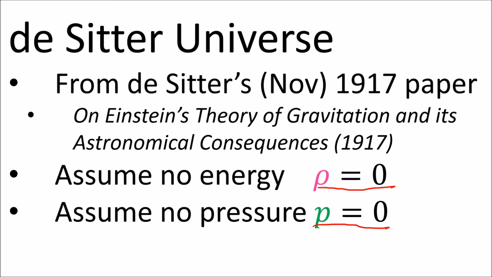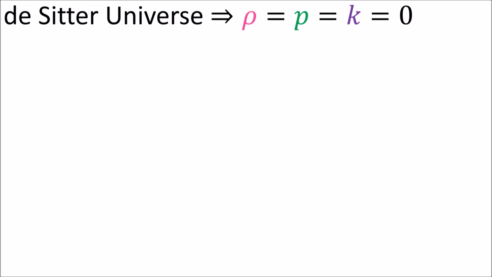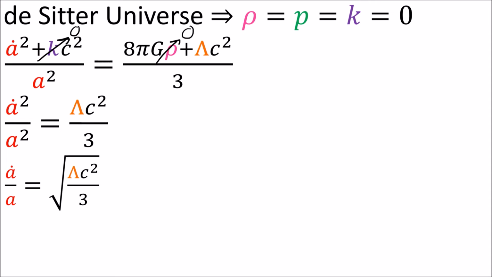For simplicity, we're also going to assume the universe is spatially flat, so the curvature k equals 0. De Sitter did not start with this assumption, but this will simplify our calculations. So in de Sitter's universe, mass density, pressure, and curvature are all set to 0. So the first Friedmann equation tells us that the ratio of A dot and A is the square root of the cosmological constant times c squared over 3.